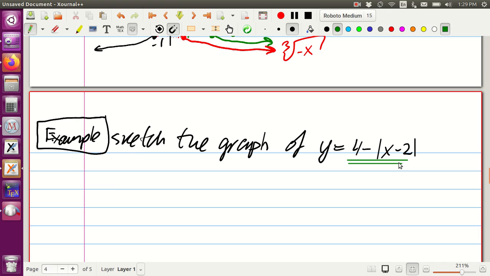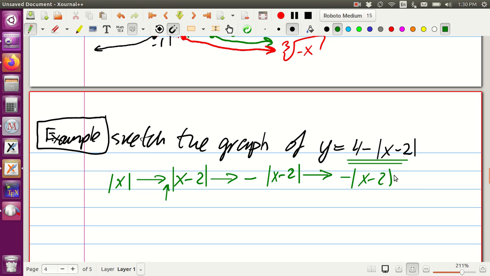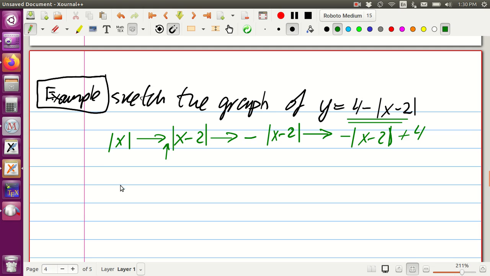Plot this function. Our initial start is absolute value of x. Then we're going to substitute x by x minus 2. Then we're going to put a minus in front of the whole thing, so it's negative absolute value of x minus 2. And the last thing we're going to do is add 4 at the end of the function. So let's try to do that.